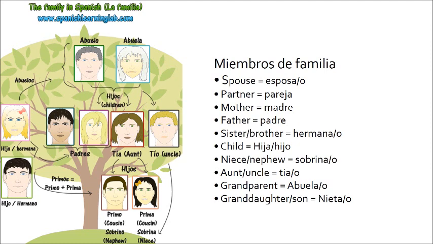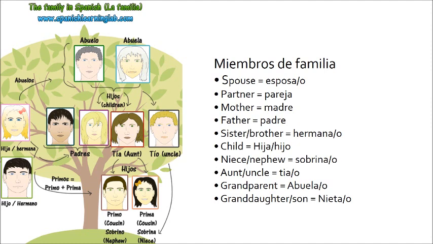I'll start on the right, miembros de familia. If they're talking about their spouse, you say esposa, which is feminine, or esposo, a partner, pareja, the mother, madre, father, padre, their sister, hermana, her brother, hermano, child is hija or hijo, niece or nephew is sobrina or sobrino, aunt or uncle is tía or tío, and the grandparent is abuela, or grandma, or abuelo, grandpa, and a granddaughter or grandson is nieta or nieto. And also, as I mentioned before, if it's a female relative, it's going to end in A. If it's male, it's going to end in O.